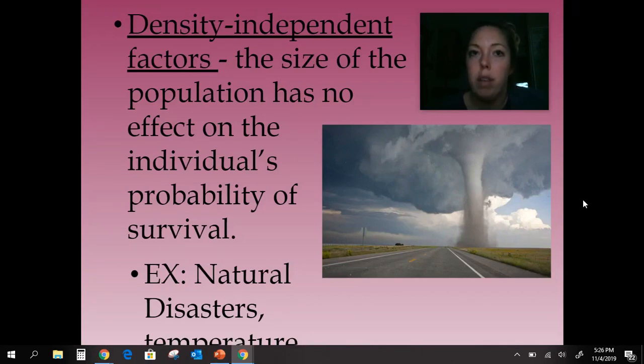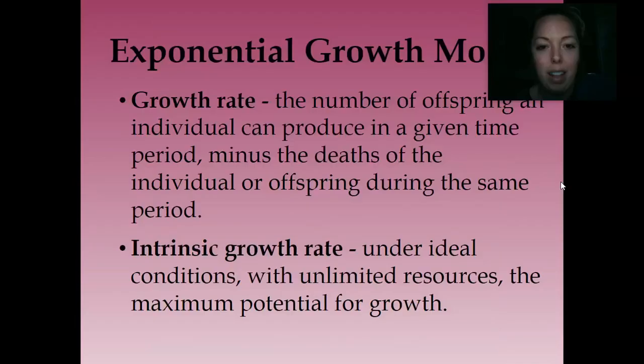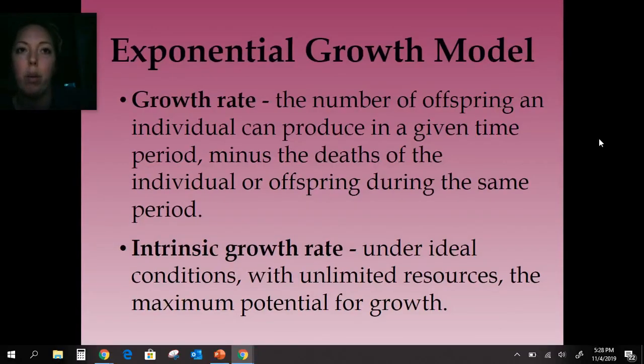Other density independent factors could be hurricanes, floods, fires. It could be volcanic eruptions, other climatic events. So let's talk about some different growth models. Usually scientists use models to help explain how things work and to predict how things might change in the future. Population ecologists use these population growth models that incorporate density dependent and density independent factors to explain and predict the changes in population size.